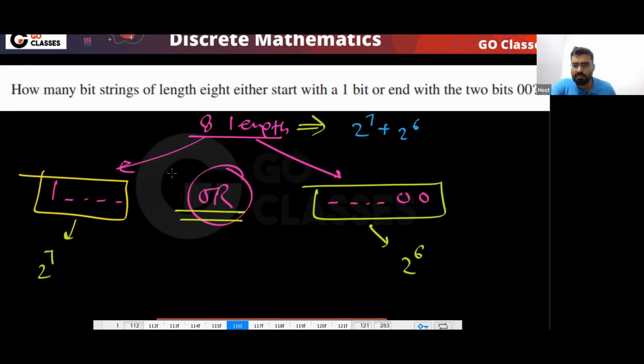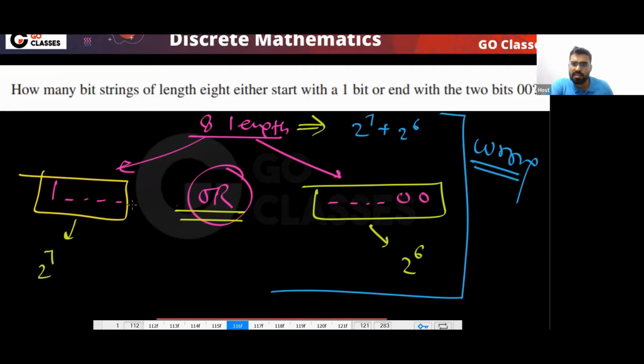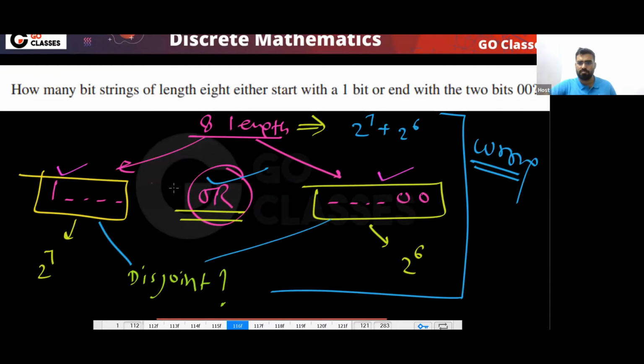Is this correct? This thing is wrong. Why? You got an or, but are they disjoint? Can I say that starting with 1 and ending with 0, 0 are disjoint? They are not disjoint. So this is wrong, because they are not disjoint, remember.